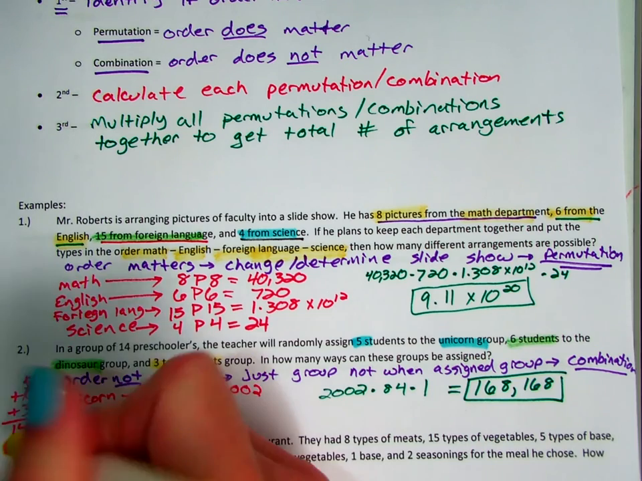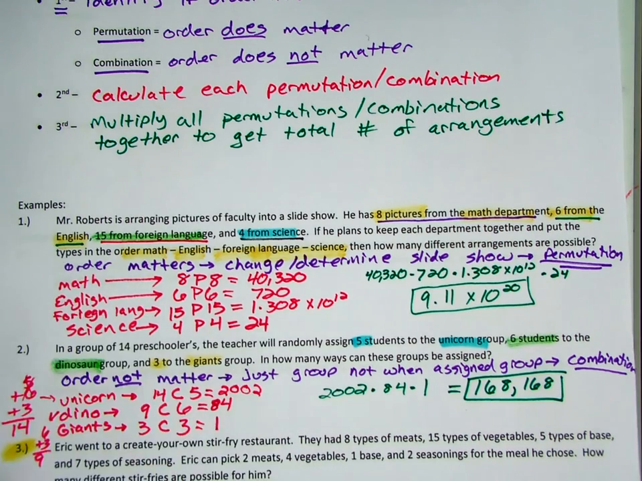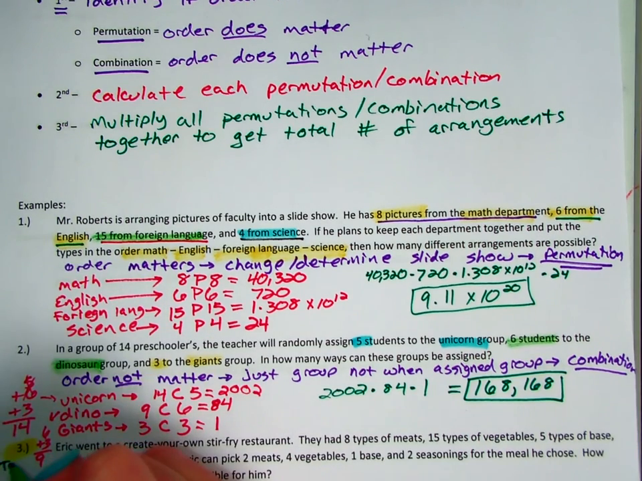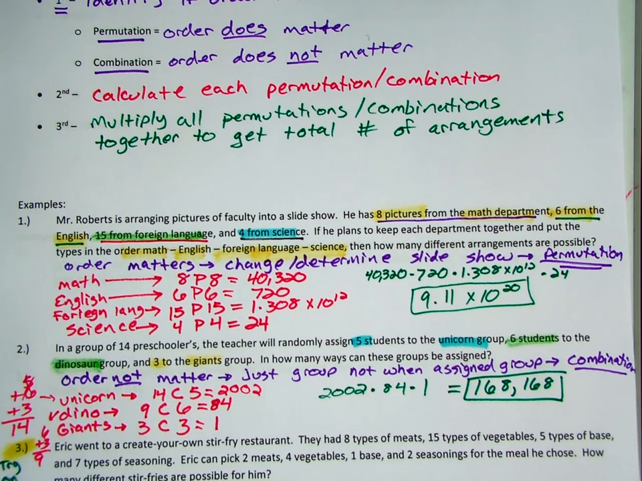Now you're going to look at number 3, and you're going to try number 3 on your own. And we'll go over it tomorrow in class. Then you're going to pause the video, or you're going to go to the next video once you've tried number 3.